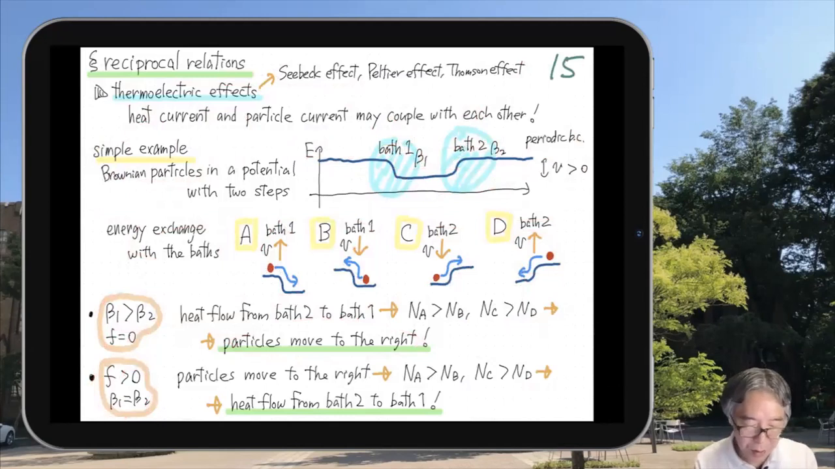And similarly, now here, I assume that the heat baths have exactly the same temperature, but we apply this non-conservative force to particles. Then, of course, this non-conservative force induces particle current. But if particle current is there, then of course you have more of this process than this, and here more of this process than this. But this means, again, assuming that these are the dominant energy exchange, that heat flows from bath 2 to bath 1. So there is a coupling.